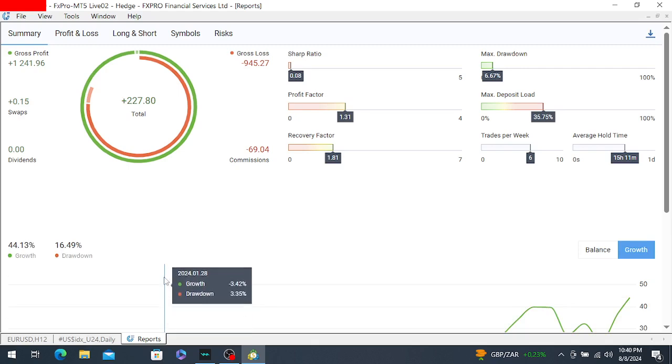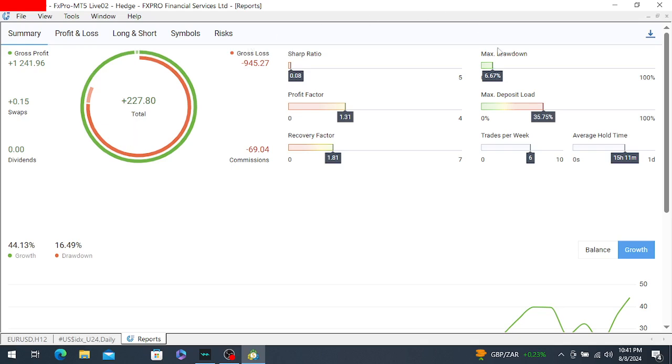All right, let us look at the top left corner here. So here you'll see my gross profit. It's standing at plus 1,241. And then here my gross loss is standing at minus 945. All right, so you can see here the difference between those two numbers is plus 227. This is in dollars, so this is the profit that I have made so far.